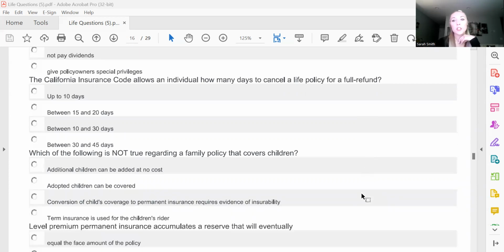The California Insurance Code, this is a California one, allows an individual how many days to cancel a life policy and still have a full refund? And this one's going to be C, between 10 and 30 days. If you are in North Carolina, that's not true for you.